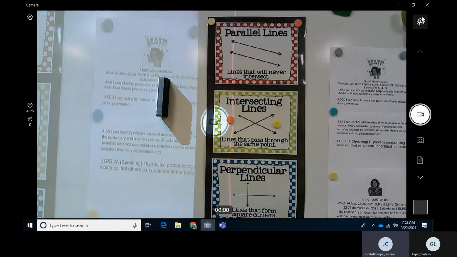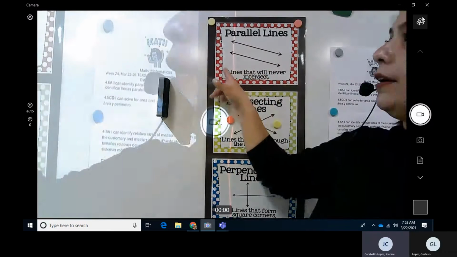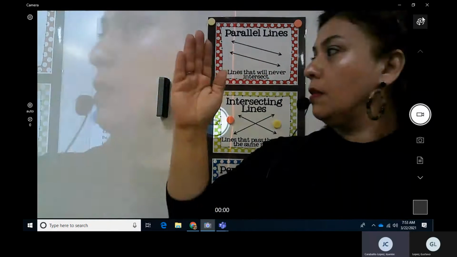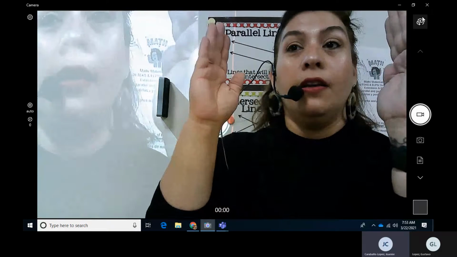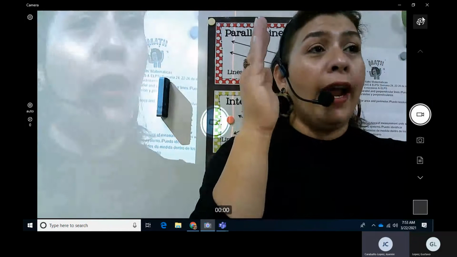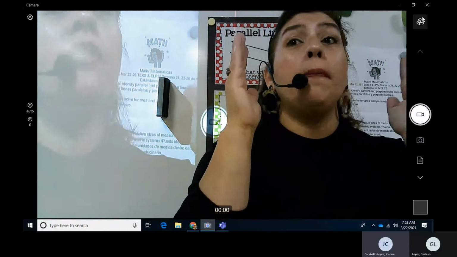Let's see. Come on, everybody stand up. Stand up. Vamos. Everybody stand up. All right, so perpendicular lines, as you can see, parallel lines right here. I want you to go like this with your arms. I need you to see both arms. So these are parallel lines. These are lines that will never intersect. Are your hands touching? No. So these are parallel lines.